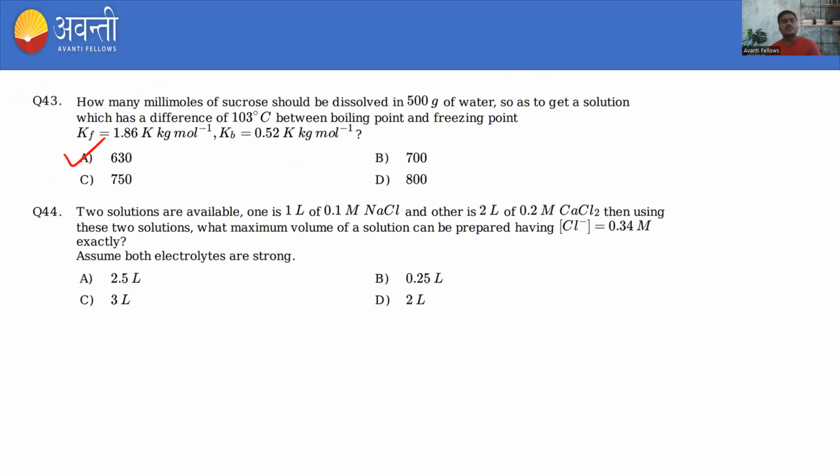That is question number 44. Two solutions are available. One is 1 liter of 0.1 molar NaCl and another is 2 liter of 0.2 molar CaCl2. Then using these two solutions, what maximum volume of the solution can be prepared having chloride ion concentration 0.34 molar exactly? Assume both electrolytes are strong. So you have to assume that both are strong electrolytes. Let's see the solution of this.